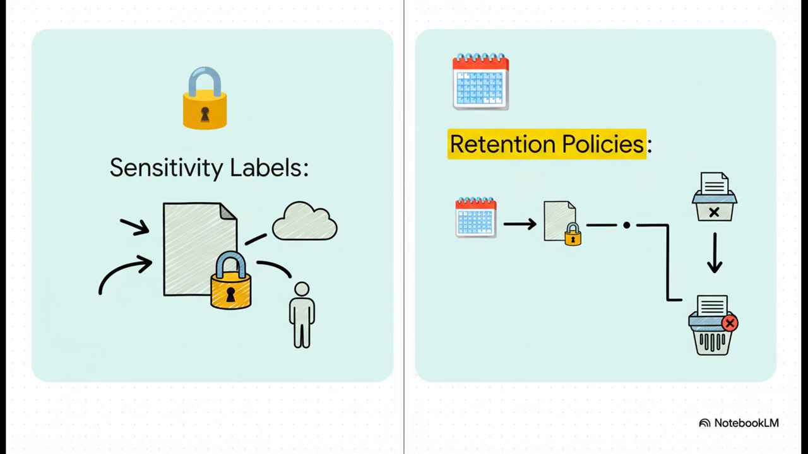Retention policies, on the other hand, are about the data's life cycle. A retention policy might say all financial contracts have to be kept for 7 years for legal reasons and then automatically deleted. So one is about preventing unauthorized access right now, the other is about managing the data over time.